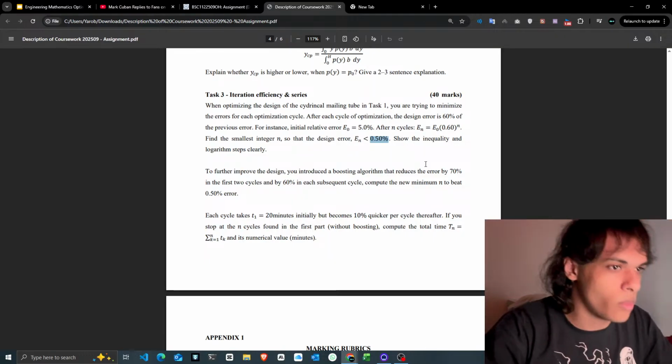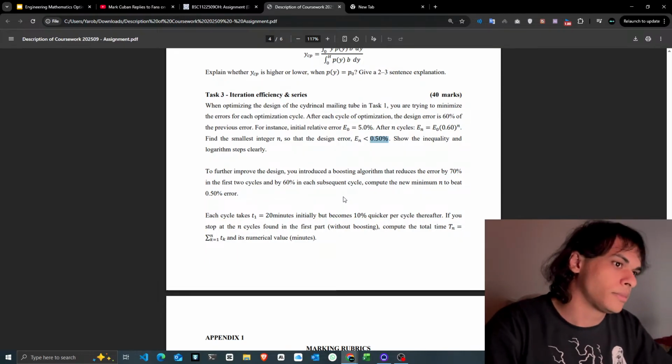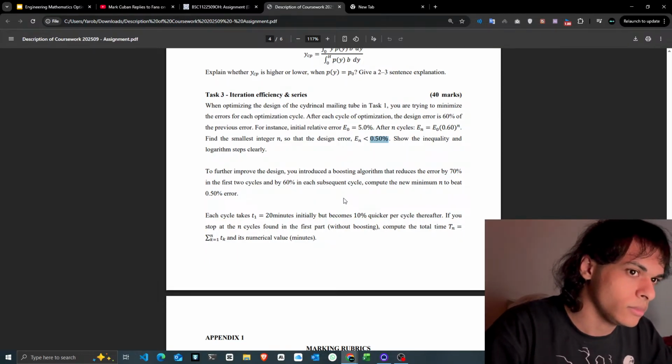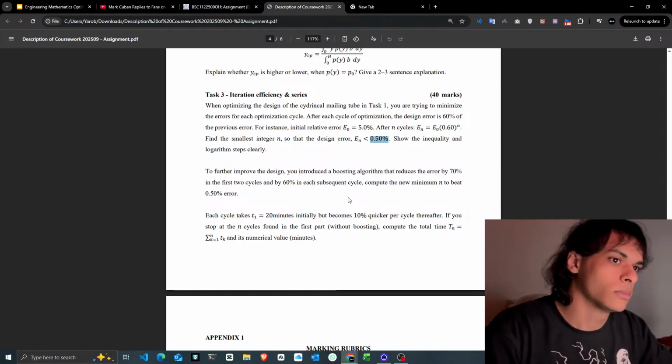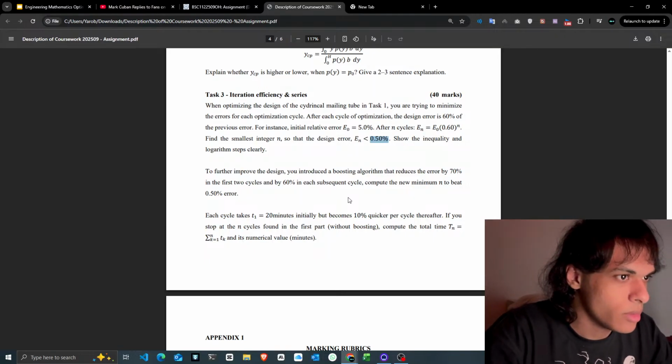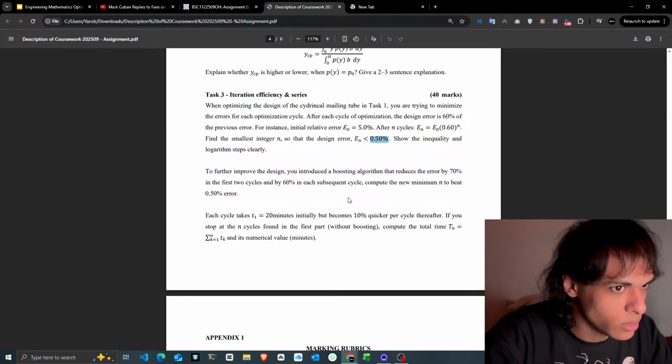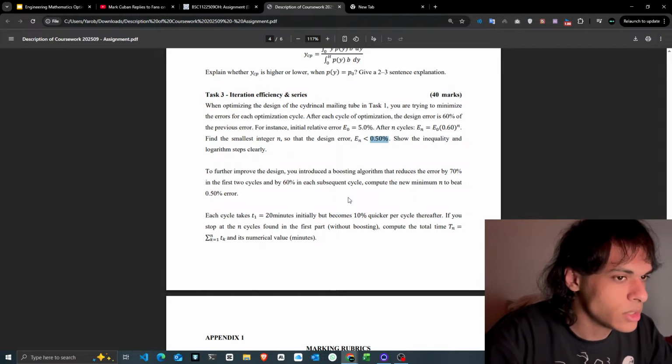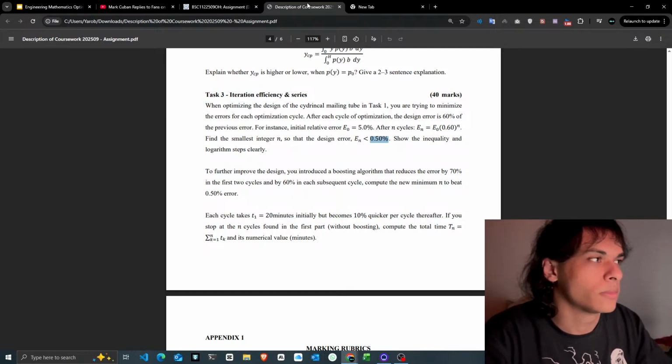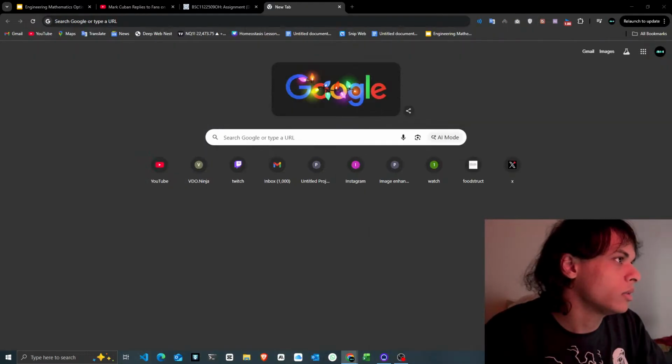I think I understand the question. A boosting algorithm that reduces the error by 70% in the first 2 cycles and by 60% in each subsequent cycle. Actually, I should probably put this on the side. It's gonna be useful.